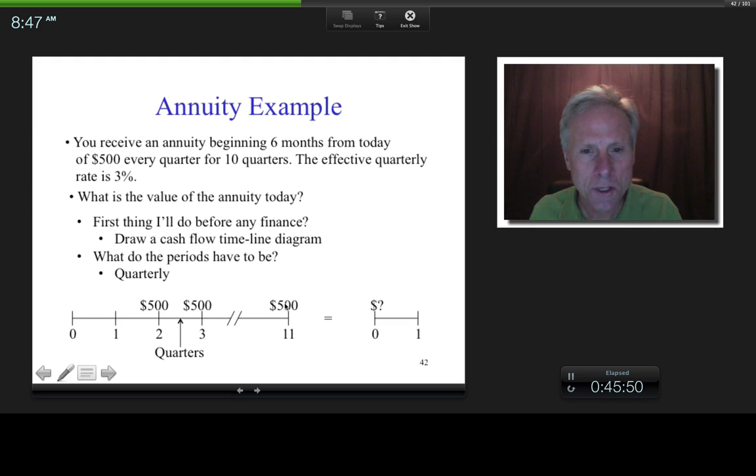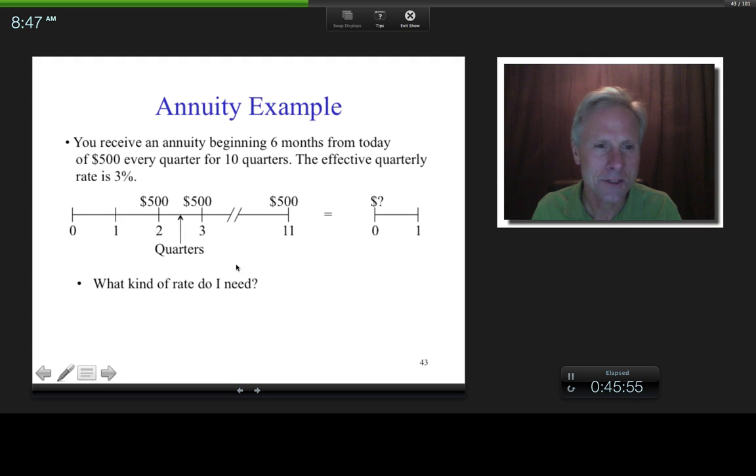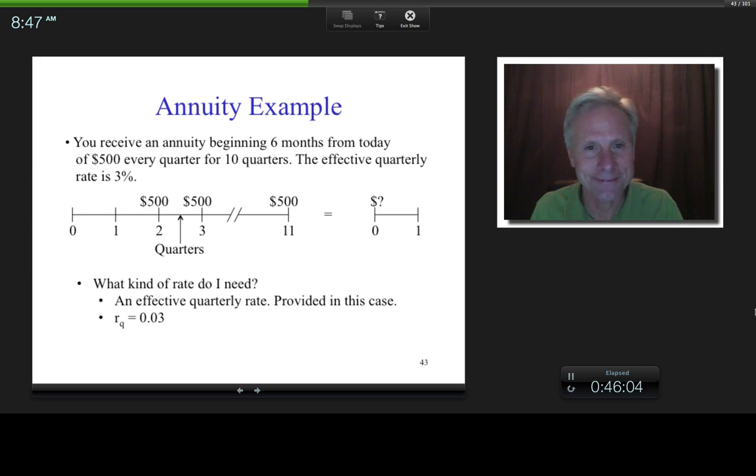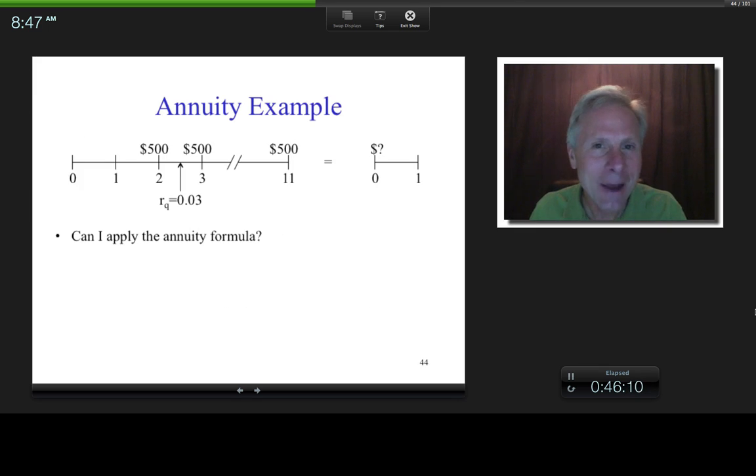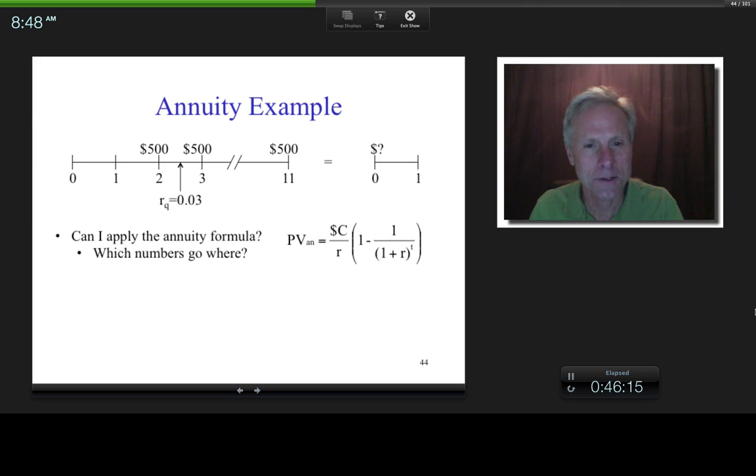All right, so the question is, what is this worth today? These are quarterly periods, so what kind of effective rate had I better work with? Well, an effective quarterly rate, and that's just provided to us in this example. So the effective quarterly rate is 3%. Can I now apply my annuity formula? Sure. It's what we just derived: basically a perpetuity today minus a perpetuity tomorrow that's discounted to today.